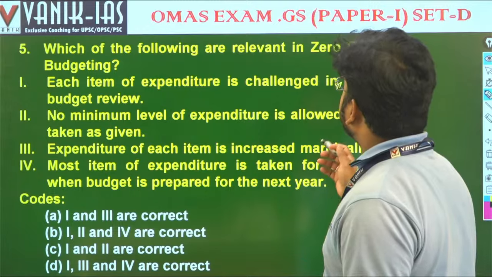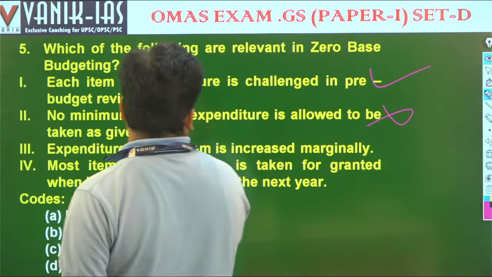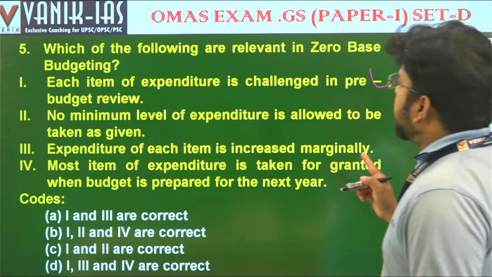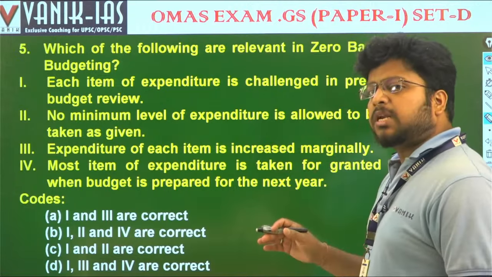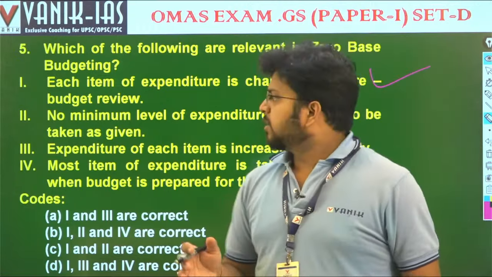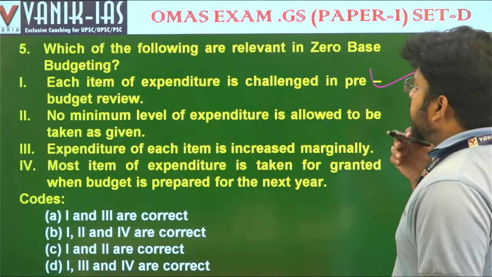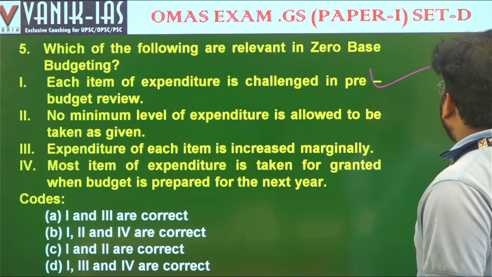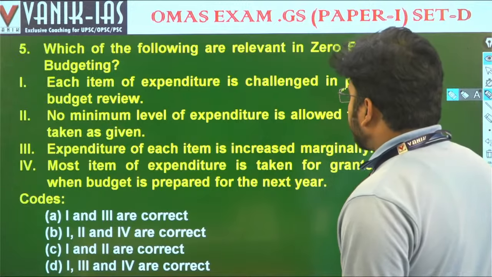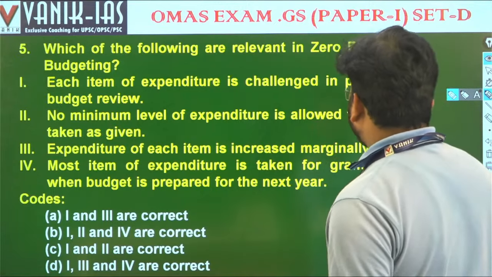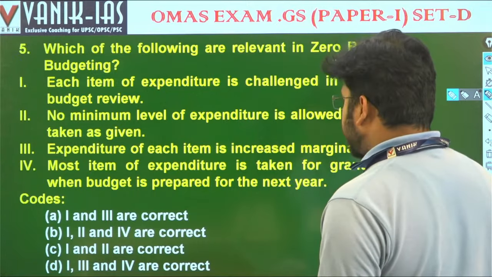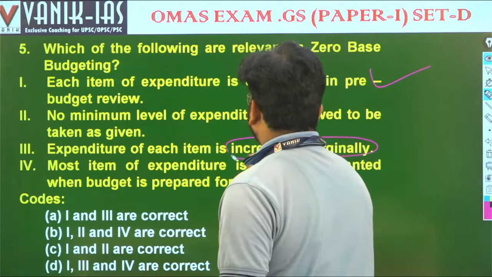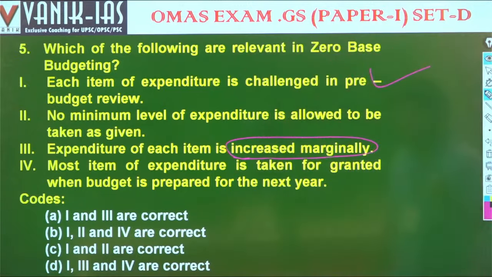This question is which of the following statements are relevant in zero based budgeting. The question is about relevance. Each item of expenditure is challenged in pre-budget review. Yes, pre-budget review is highly essential in case of zero budgeting. Next, no minimum level of expenditure is allowed to be taken as given. Next is expenditure of each item is increased marginally. No such things. Increased marginally, now this is completely wrong.